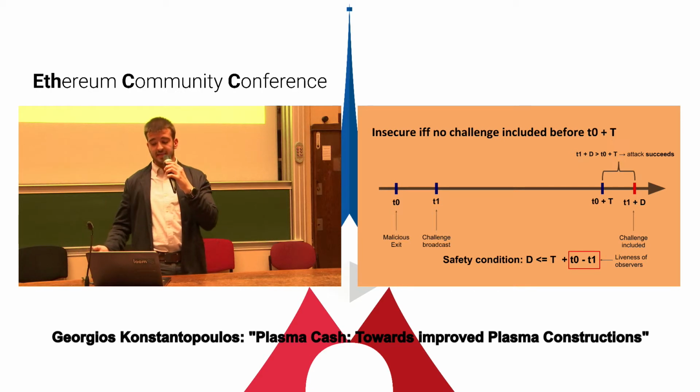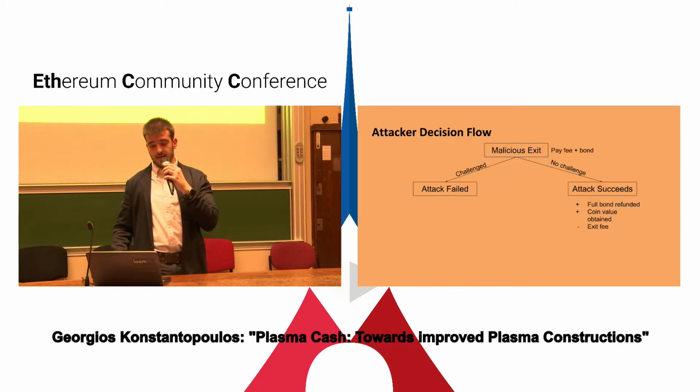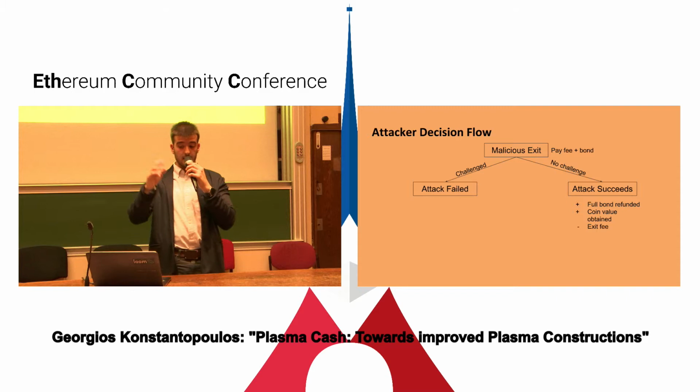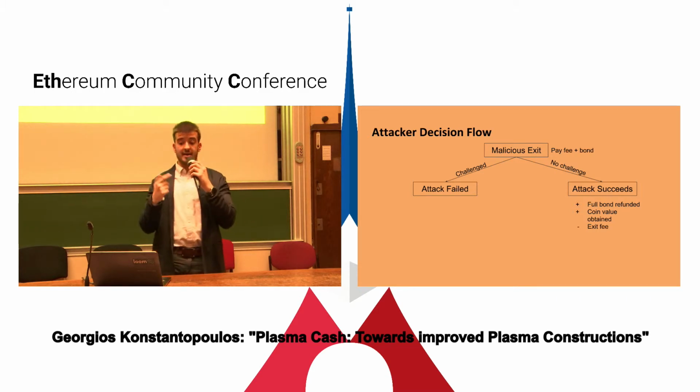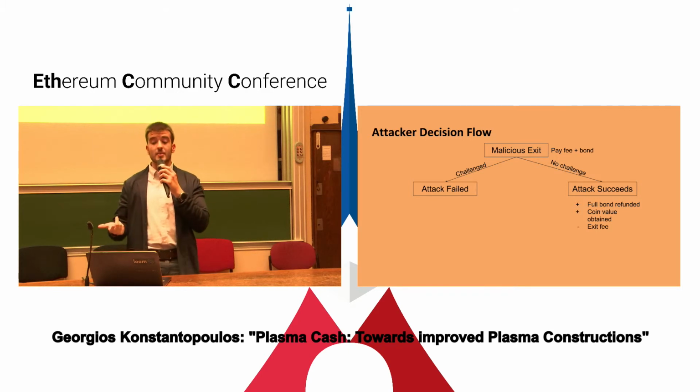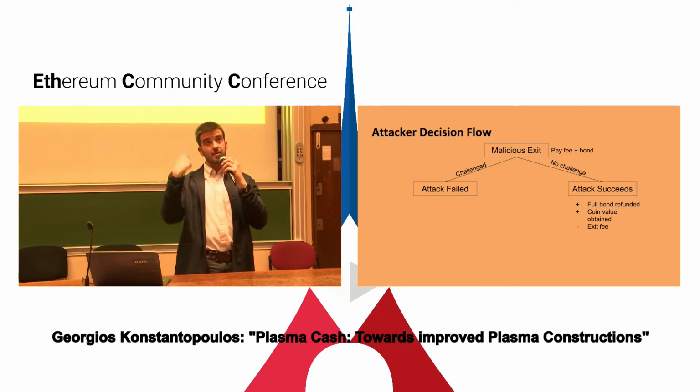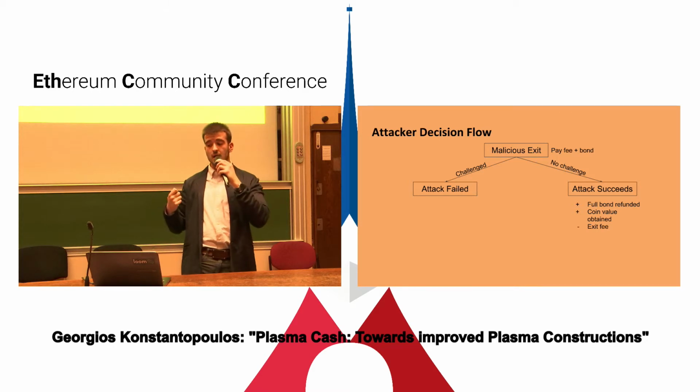And basically, we have this safety condition. And how does an attacker think? They try to make an exit. If somebody challenges them, the attack fails. If nobody challenges them, they get back the bond that they put up, the 1 Ether or whatever amount. They steal the coin, so they earn whatever monetary value is in the coin, and they lose whatever gas fee they paid.